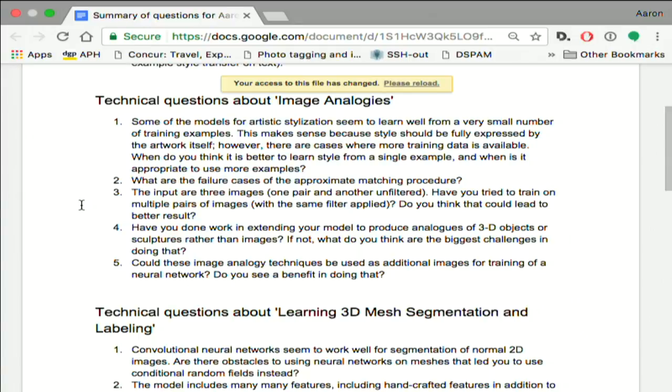Could these image techniques be used to produce additional images for training a neural network? Do you think there is any benefit in doing that? I don't see what the benefit would be. Both neural style and analogies are two different theories about what makes texture, and I don't see why you'd mix them together. Not off the top of my head. Sorry, you have a question?